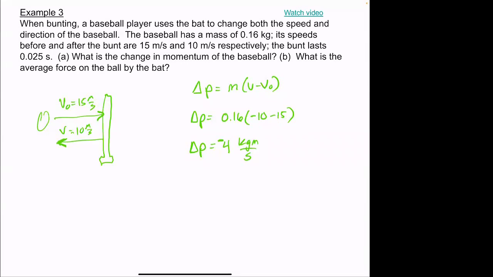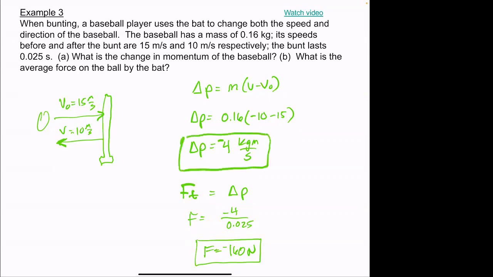And then in part B, it says, what's the force? So Ft equals delta P. F equals negative 4 divided by 0.025, which is 160 newtons, negative. Any questions there? Anything you need clarified? The force says negative, right? Yep, the force is definitely negative. Right, the force would be in this direction.